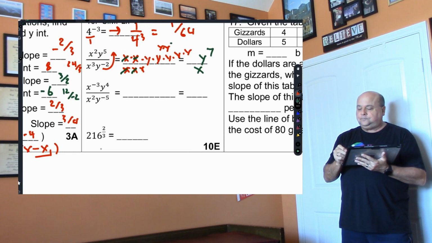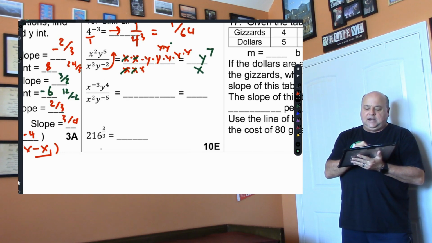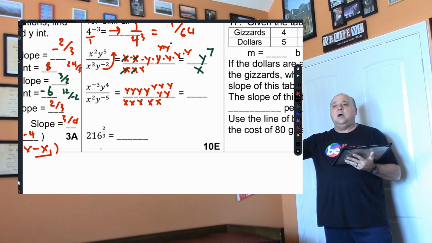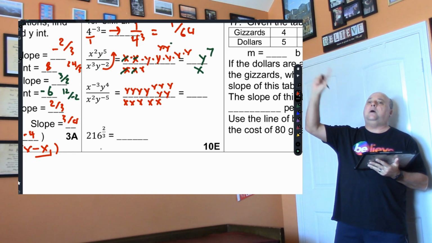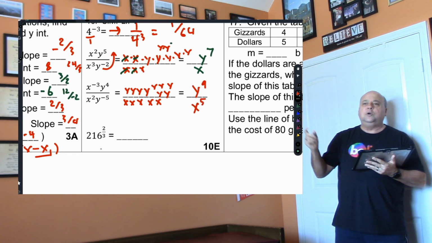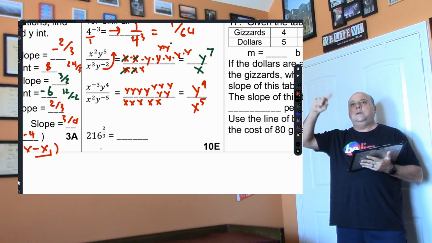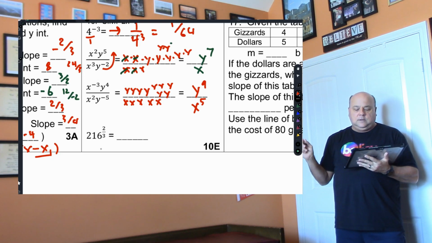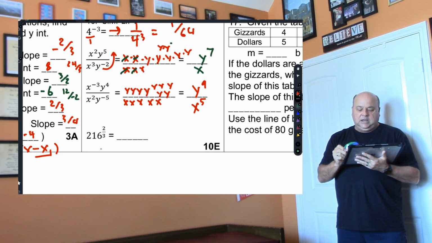On the next one, okay, I got x to the negative 3. I'm going to put 3 x's on the bottom. Y to the 4, I need 4 y's on the top. X squared on the bottom. And y to the negative 5, I need 5 y's on the top. Now then, I'll notice all the y's are on the top, all the x's are on the bottom. And I got 9 y's on the top, and I've got 5 x's on the bottom. Pretty simple stuff when you do it this way. So remember, the negative exponent flips it across the fraction bar.